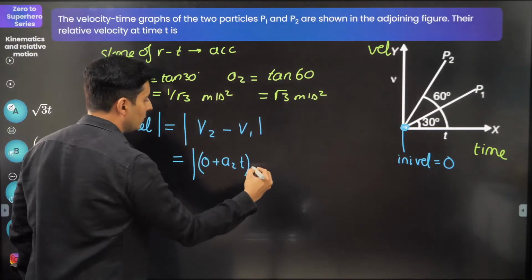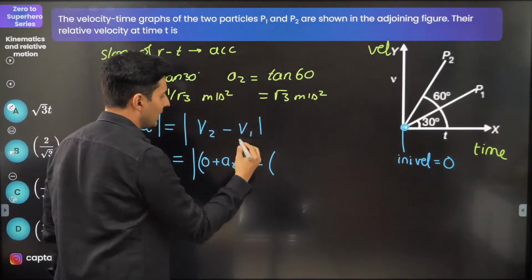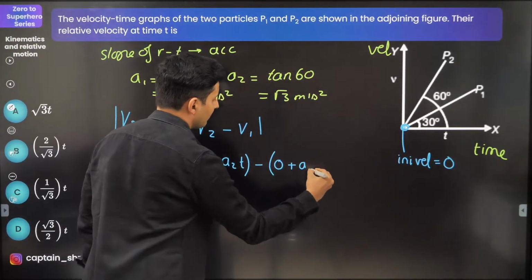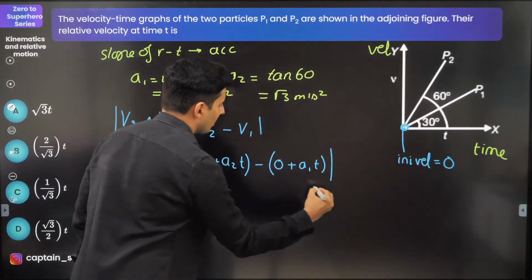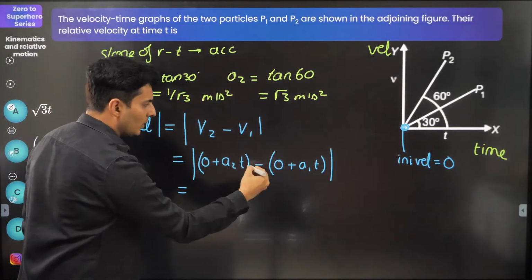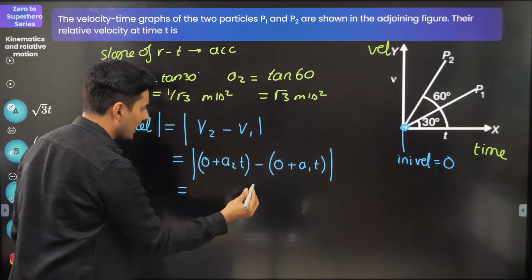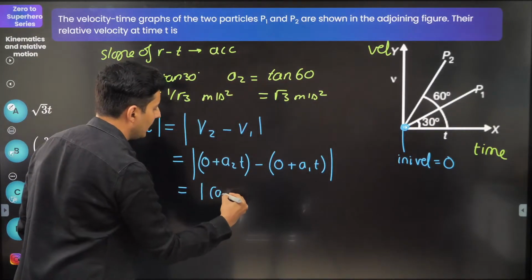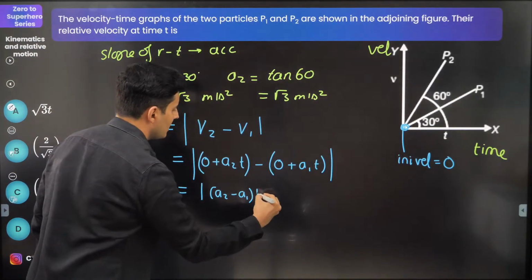Yeah, this is V2 minus V1. V1 is nothing but initial velocity plus acceleration into time. Same for V2: A2, A1, T, T. So T can be taken out. So it will be nothing but A2 minus A1 into T.